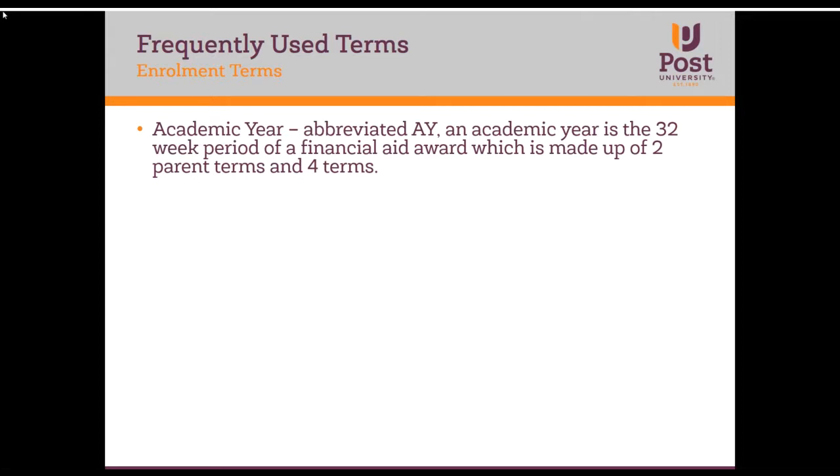The key thing to take away from an academic year is they are split up. Each academic year is comprised of 4 terms. Those 4 terms are split into what are called parent terms. So what is a term? A term is simple. It's an 8-week class period.